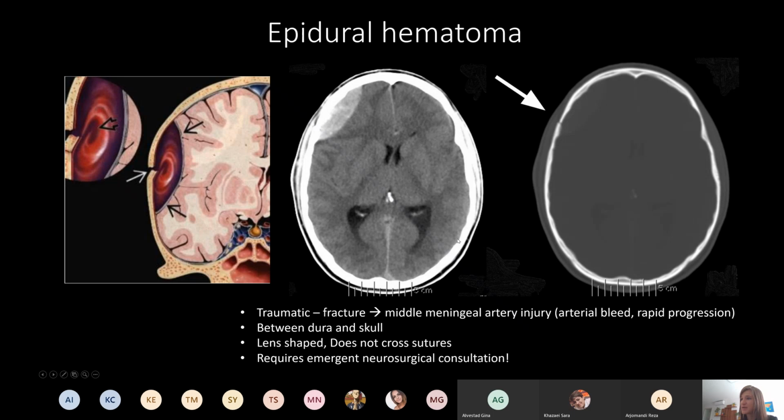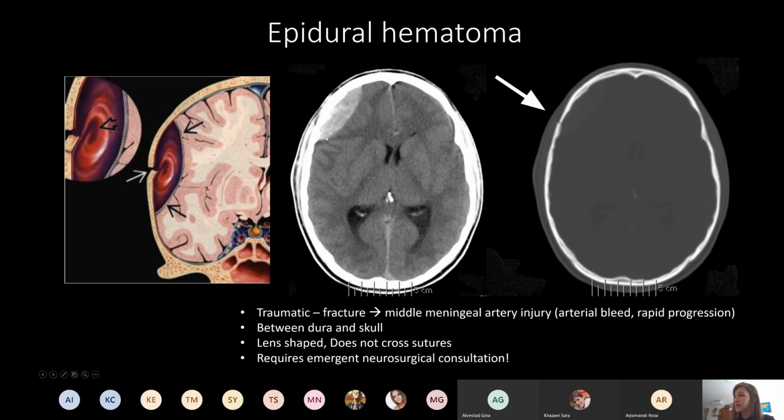Let's start with epidural hematoma. So epidural hematoma is located between the skull and the dura mater. And usually it's caused by traumatic brain injury. And there is a fracture on the skull, for example, here, and the middle meningeal artery gets injured. And this is an arterial bleed. That's why it's progressing really rapidly.